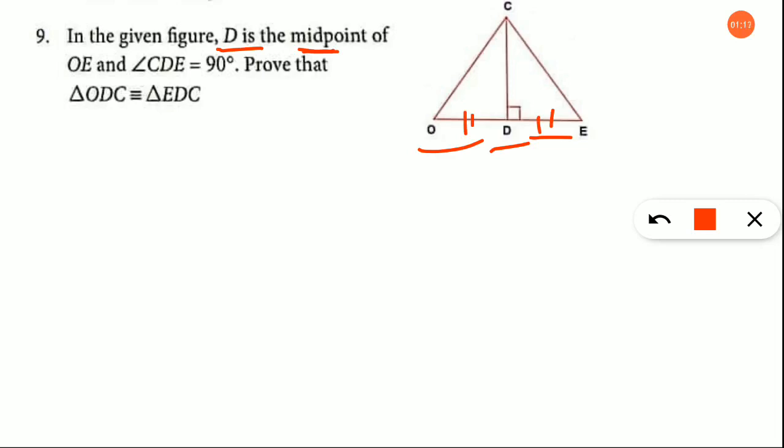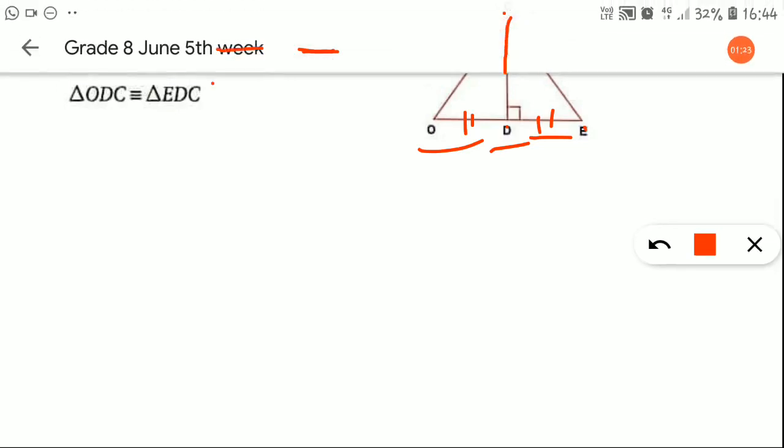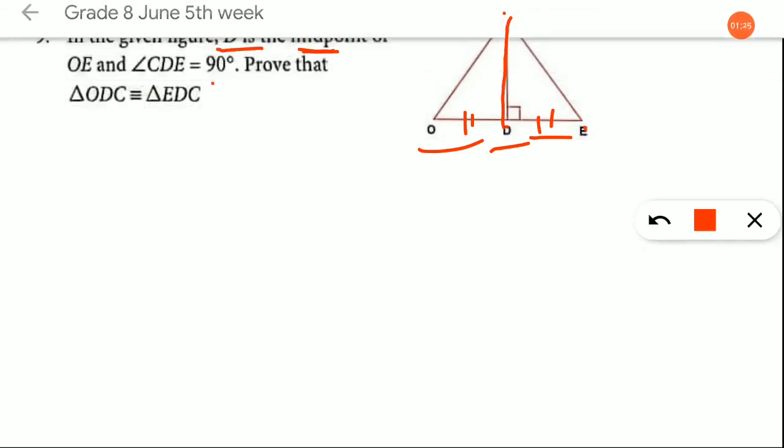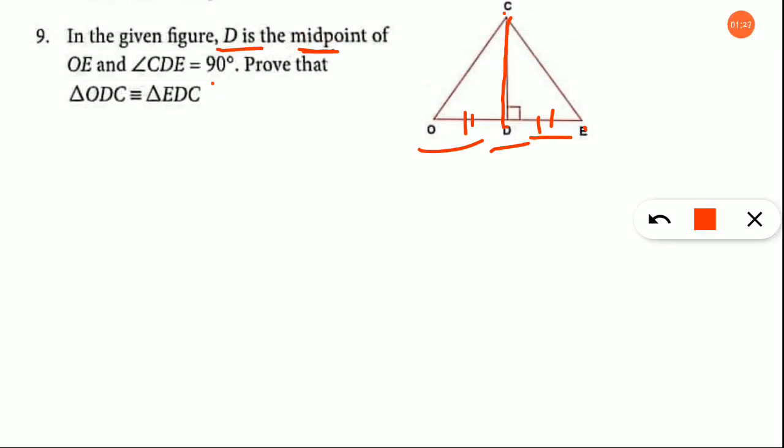And the next hint is angle CDE. This angle CDE is equal to 90 degrees. So this line is equal to 90 degrees. If this side is 90 degrees, then automatically this side also will be 90 degrees. So already one side is equal and one angle is equal in both the triangles.